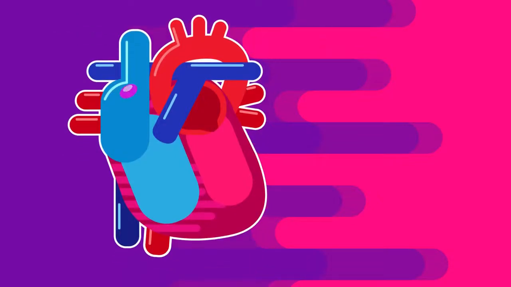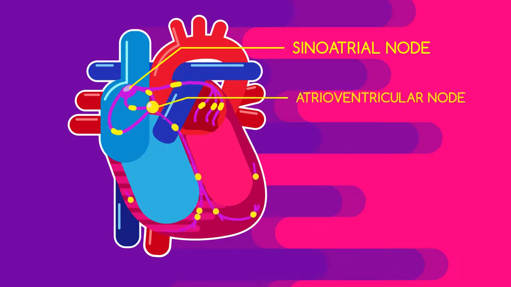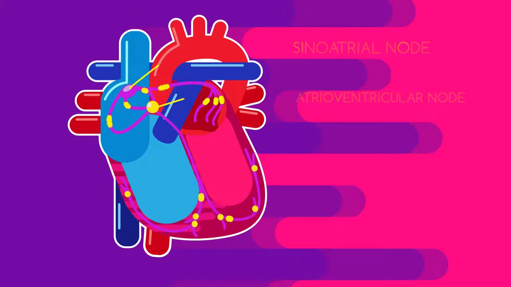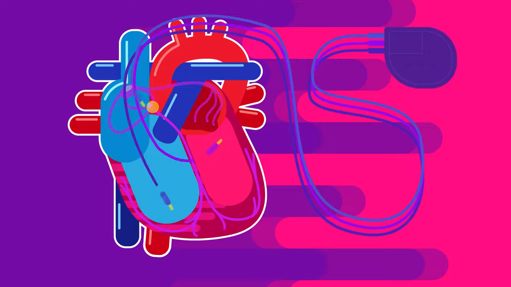On top of the right atrium is a natural pacemaker called a sinoatrial node. This produces an electrical impulse or signal to the atrioventricular node, which is found in between the atria and ventricles of your heart. The electrical conduction ensures the proper functioning of your heart. In some individuals, this system doesn't work perfectly, and so they can be fitted with a pacemaker to ensure the electrical impulses control the heartbeat properly.